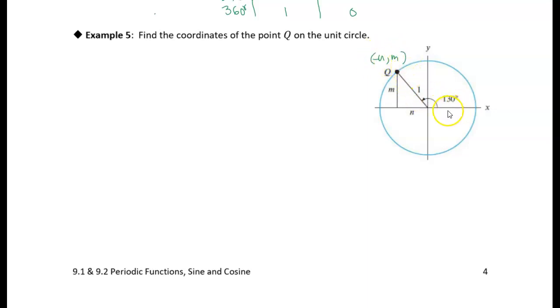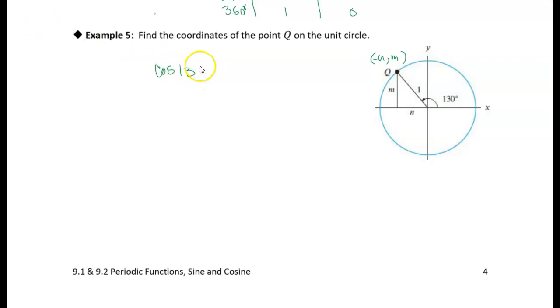But given the fact that we have 130 degrees and the fact that we have a calculator. Now, traditionally, back in the old days, they used tables to calculate sine and cosine. But we have a calculator that can calculate the sine and cosine of any angle, and so we know now that the x and y coordinates of that point Q are just going to be the cosine and the sine of 130 degrees.